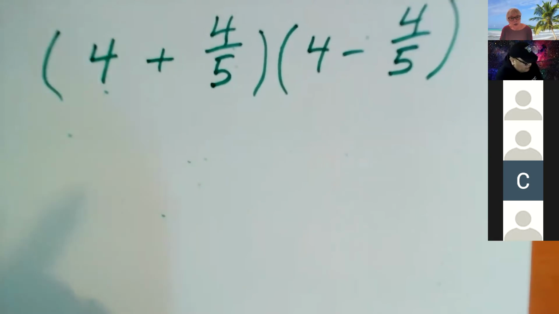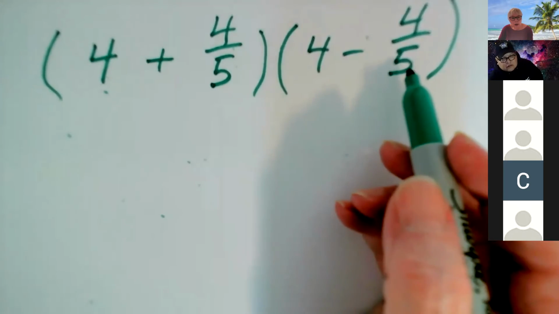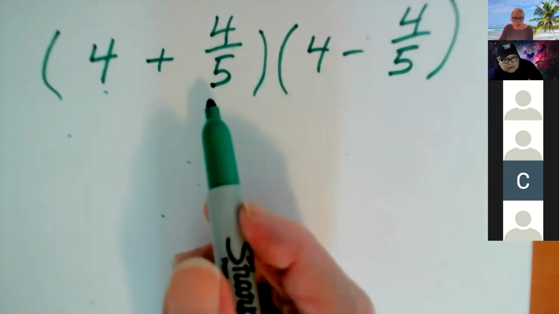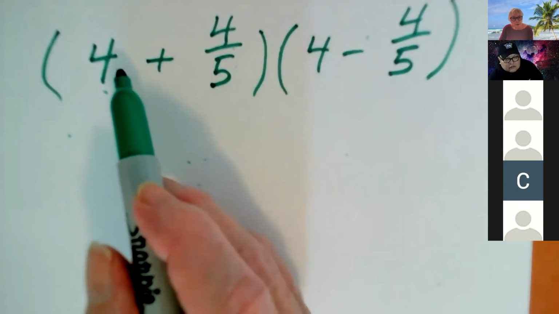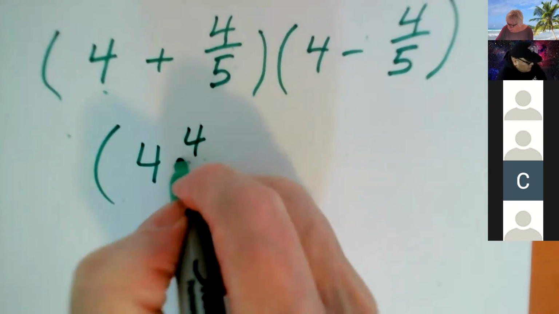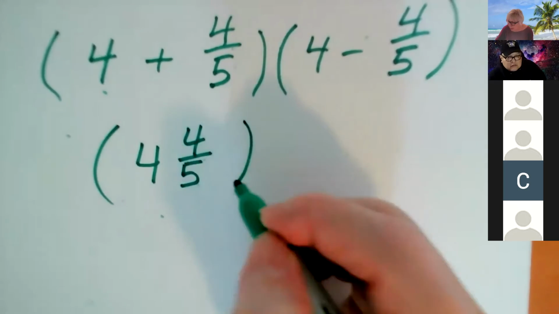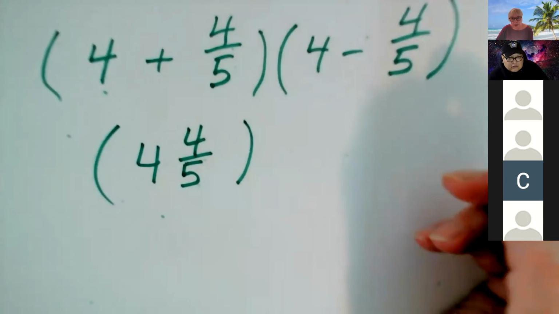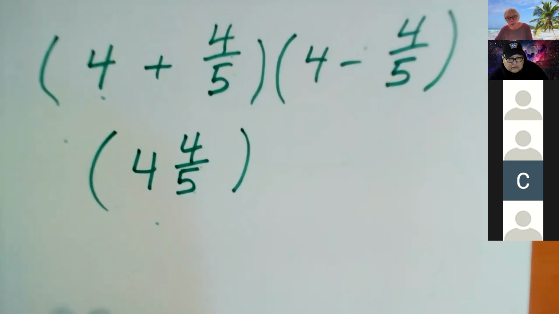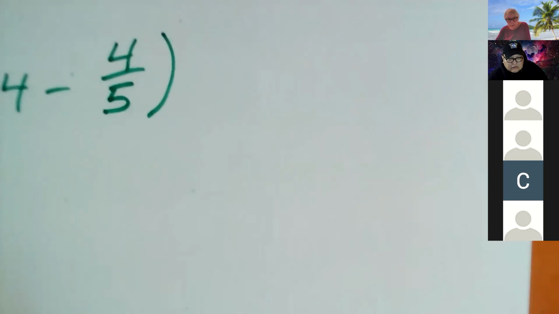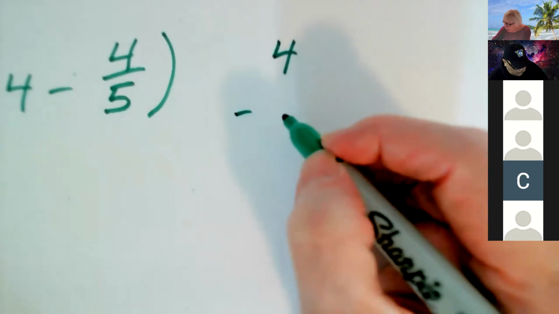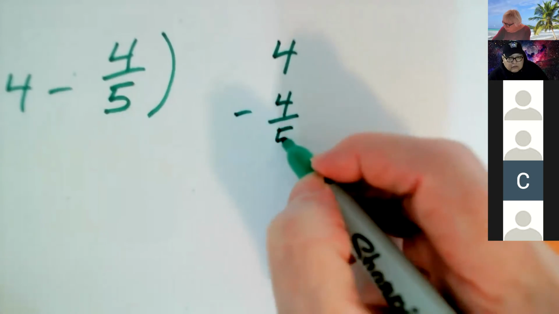So this is using multiplication, there's addition here and so on. So 4 4/5 is really like this. That's pretty easy. And this one, we're going to have to do 4 subtract 4/5.